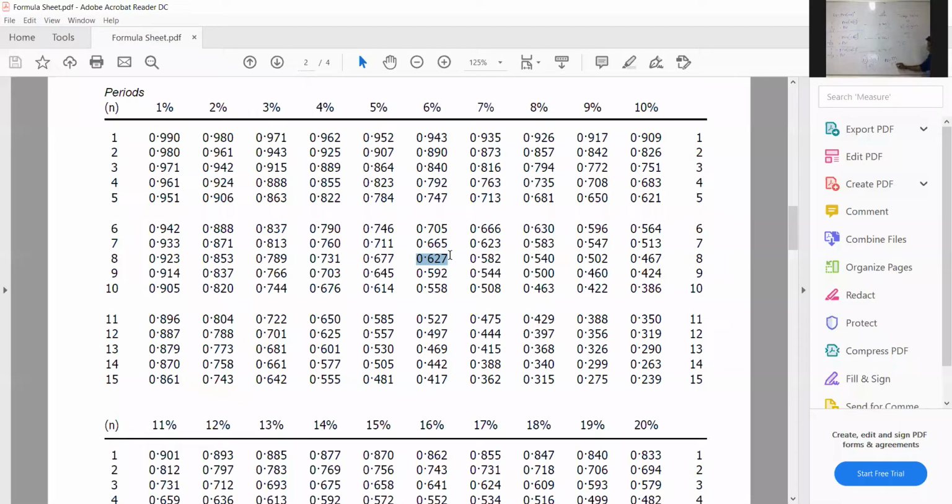It's 0.627. Then everyone tell me, did you all understand how to use the table? Did you all understand? Yes. Good.